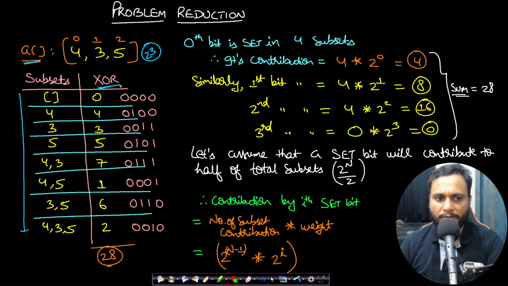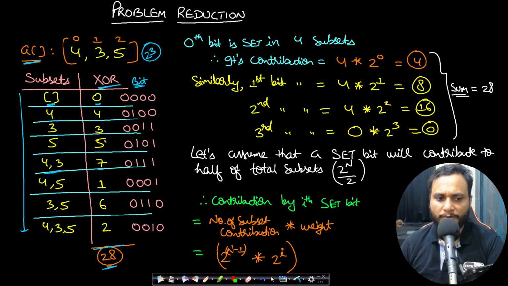Now I have to calculate the XOR value of all the subsets. For an empty set it will be 0, for 4 it will be 4, for 3 and 5 it will be 3 XOR 5, for this 4 3 it will be 4 XORed with 3, which is 7, right? So accordingly I have calculated, and I have already given the bit representation using 4 bits. Okay, now the answer should be the sum of all the XOR values, which will be 28 in this case, which we have already seen, right?